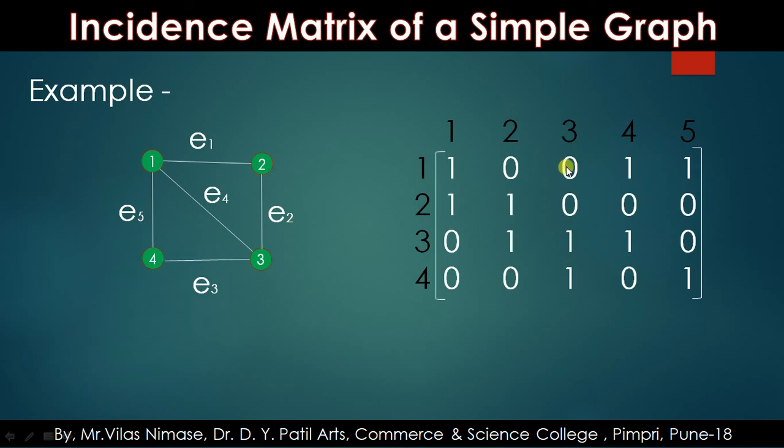Now see, in graph edge E5 joins vertex 1 and vertex 4. Therefore, in incidence matrix, the entry at first row and fifth column and entry at fourth row and fifth column both are 1, and all other entries in fifth column are 0. This is the incidence matrix of a given simple graph.